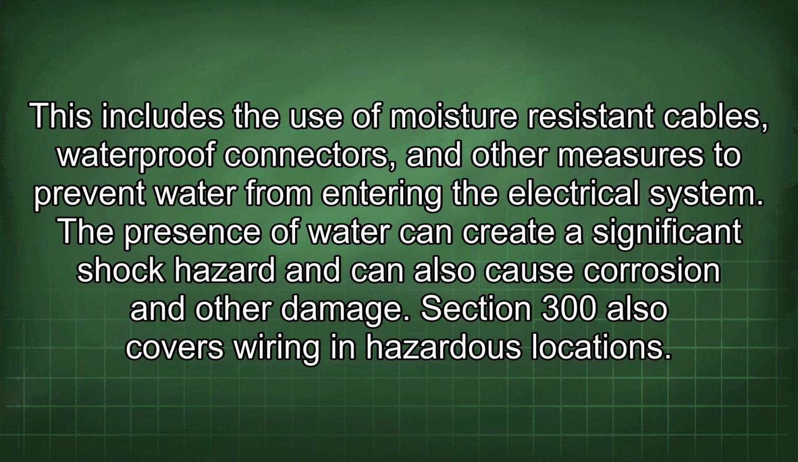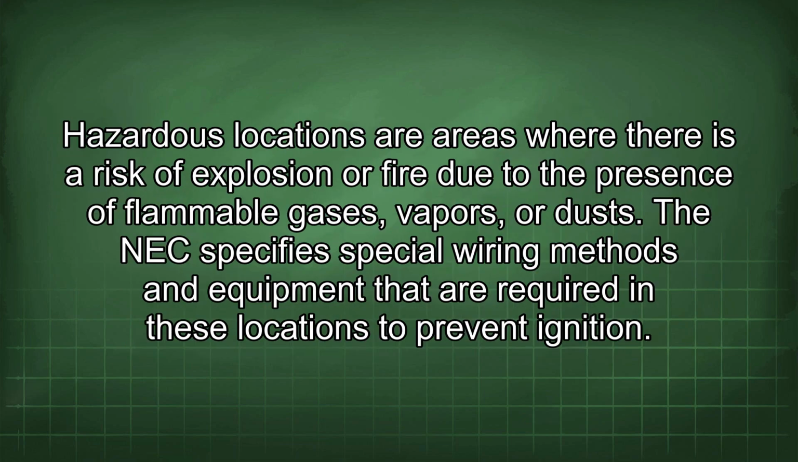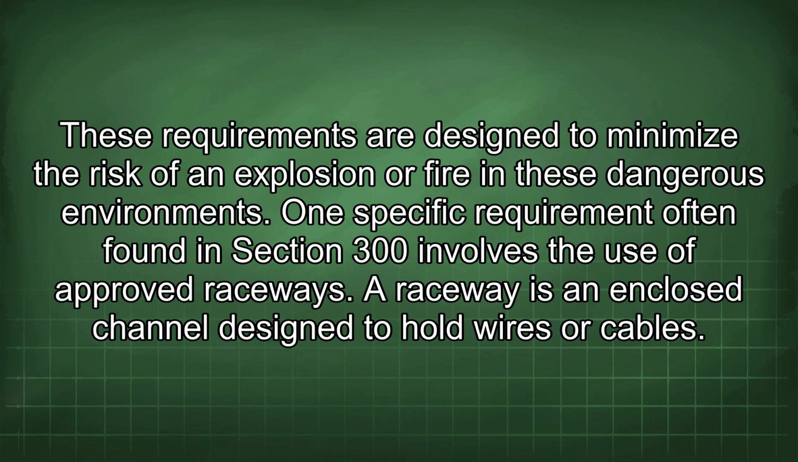Section 300 also covers wiring in hazardous locations. Hazardous locations are areas where there is a risk of explosion or fire due to the presence of flammable gases, vapors, or dusts. The NEC specifies special wiring methods and equipment that are required in these locations to prevent ignition. These requirements are designed to minimize the risk of an explosion or fire in these dangerous environments.